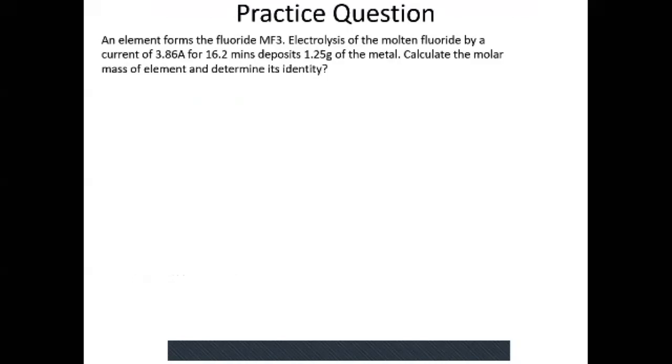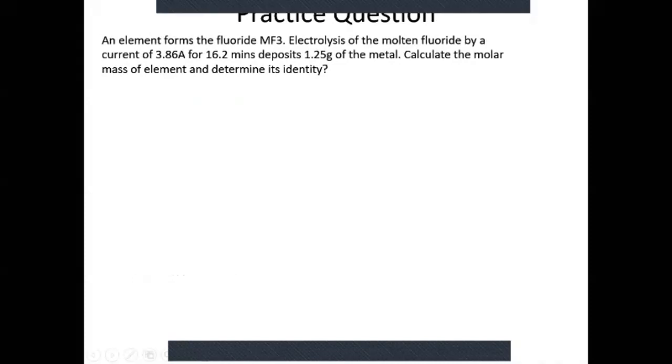Here we want to know an element that forms the fluoride MF3. Now M is just a generic unknown metal. M could be anything. Electrolysis of the molten fluoride by a current of 3.86 amps for 16.2 minutes deposits 1.25 grams of metal. Calculate the molar mass of the element and determine its identity. So M we don't know, so we have to determine its identity and calculate molar mass.